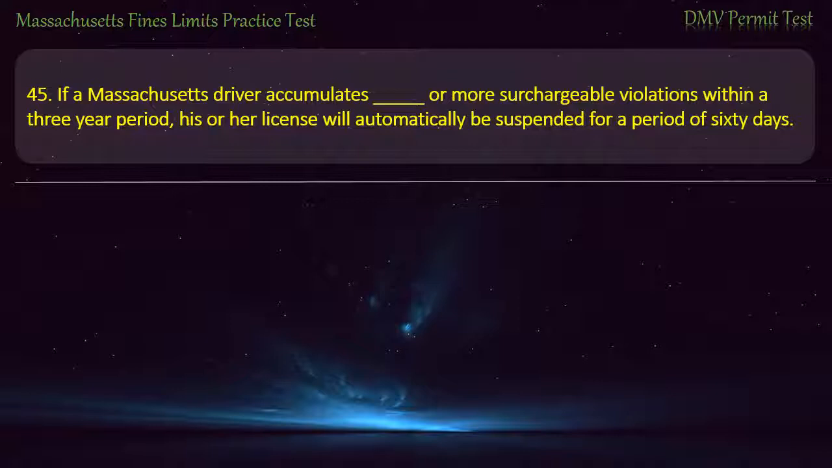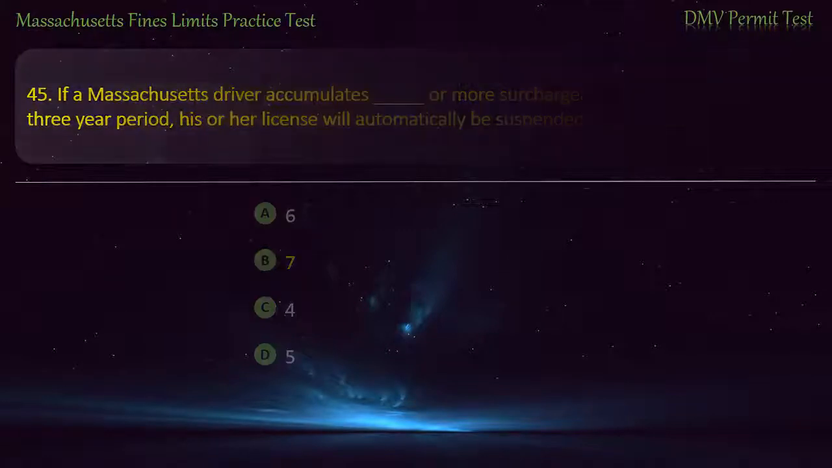Question 45. If a Massachusetts driver accumulates or more surchargeable violations within a 3-year period, his or her license will automatically be suspended for a period of 60 days. 6, 7, 4, 5. Answer: 7.